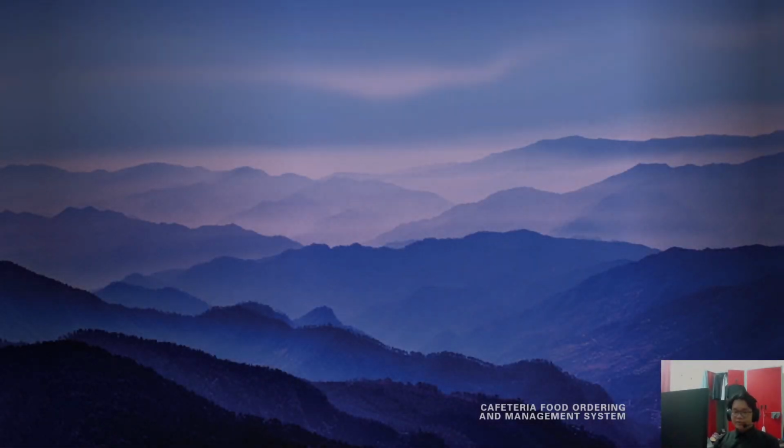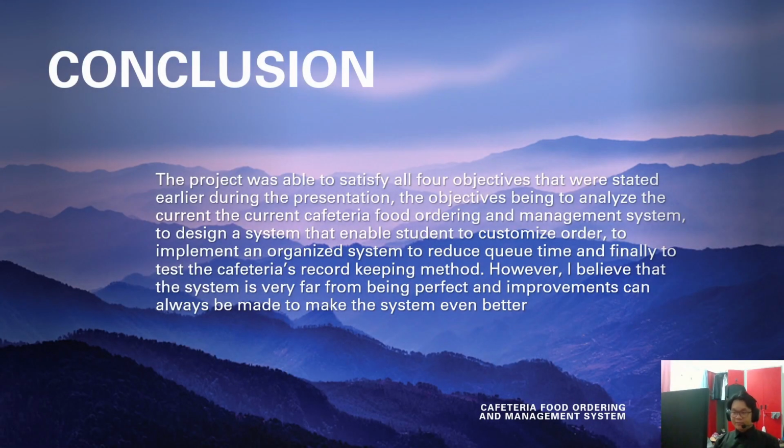So in conclusion, the project was able to satisfy all 4 objectives that were stated earlier during the presentation. The objectives being to analyze the current cafeteria food ordering and management system, to design a system that enables students to customize orders, to implement an organized system to reduce the queue time, and finally to test the cafeteria record keeping method. However, as all things, I do believe that the system is very far from being perfect and improvements can always be made to make the system even better.